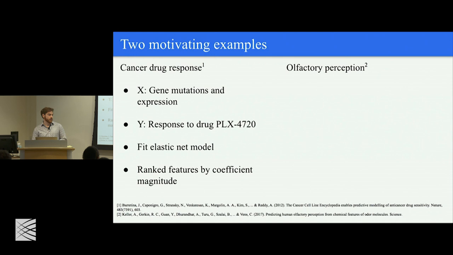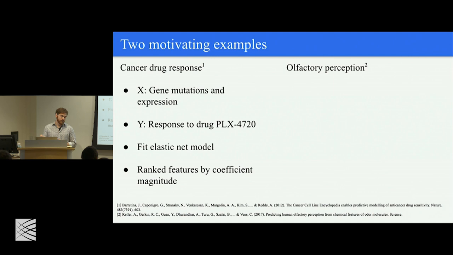And the way this was done in the CCLE paper was the features were ranked by the coefficient magnitude, which makes intuitive sense. The model is a good predictor, so it's discovered some sort of notion of what is actually associated with the outcome. So intuitively, if you assign a high weight to some feature, then you would expect that it's probably going to be an informative or causal or associated feature.